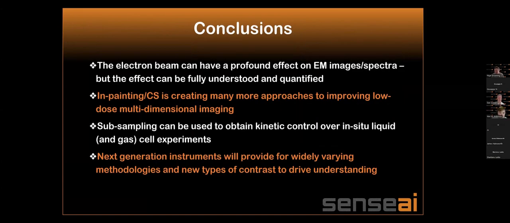We all know if we use electron microscopy, the beam can be very bad, but it can also be very good to get our contrast. By using our in-painting and our compressive sensing, we can improve these subsampled images, and that means that we get much more precise control, and even in terms of the in-situ, we can get kinetic control over the things that are happening.